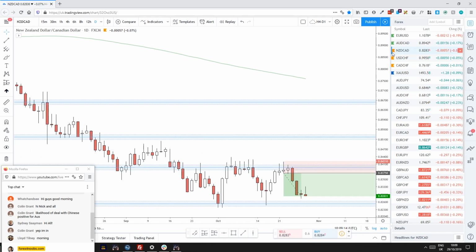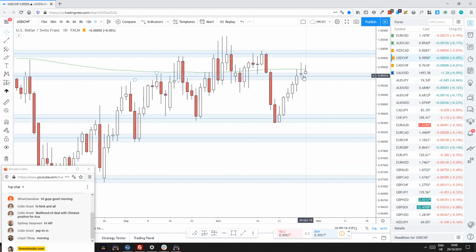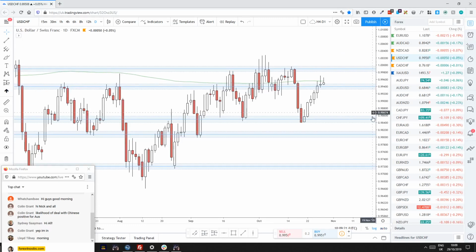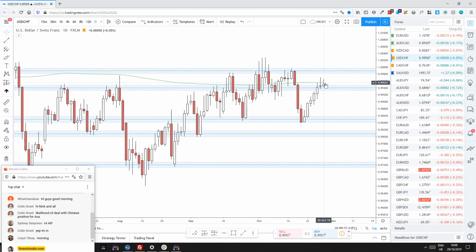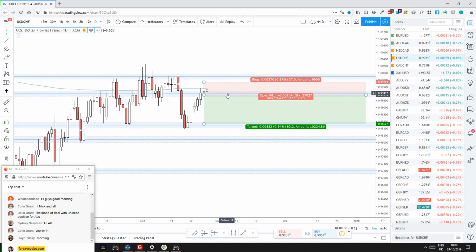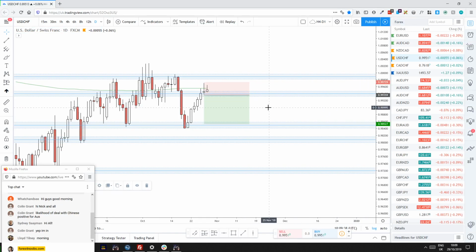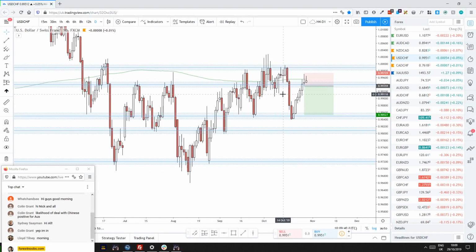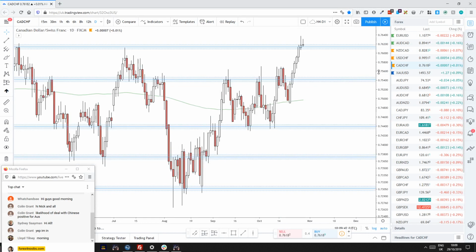New Zealand CAD, we've discussed, so I'll just skip that. USDCHF, guys, USDCHF looks like a good potential setup. I identified this one on Sunday, and I'm still looking at it as a potential short trade. Just waiting for price to kind of push down to this low, roughly. Looks like a good potential short. So I'm going to keep a very close eye on it.